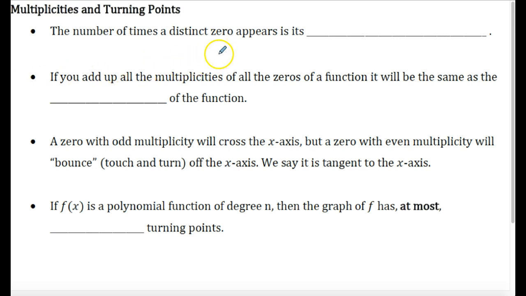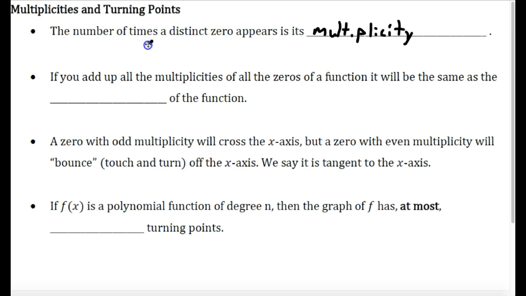So the next part is a little bit of vocab. The number of times a zero appears in a polynomial is called its multiplicity. We could have the same zero show up multiple times. Multiplicity. However many times it shows up is its multiplicity.